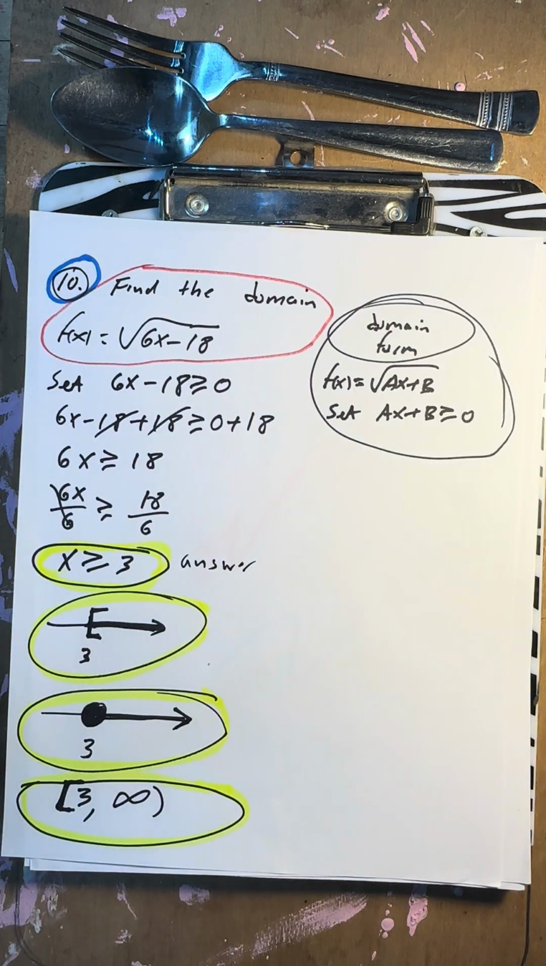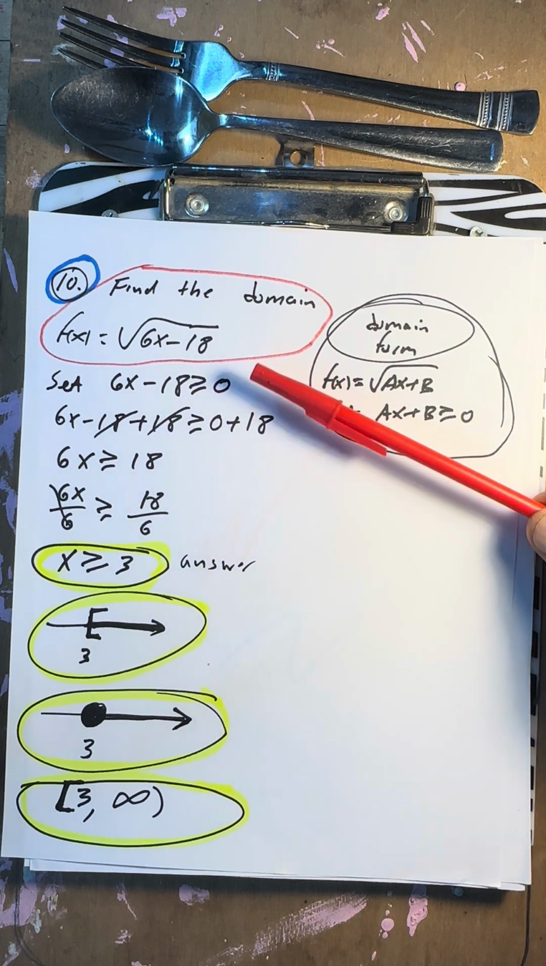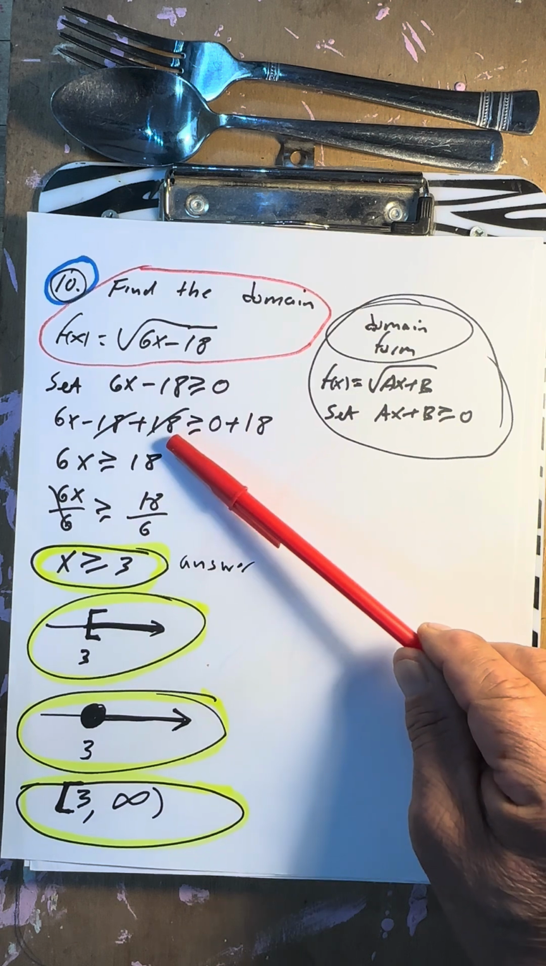All right. Number 10, find the domain of this. F of x equals square root of 6x minus 18. Formula for this. You have f of x equals square root of ax plus b. Set ax plus b greater than or equal to 0. Set it up like that. Greater than or equal to 0. And you add 18 to both sides.